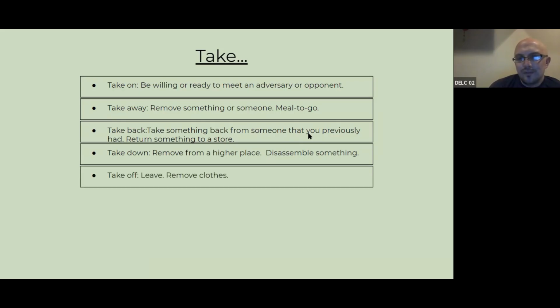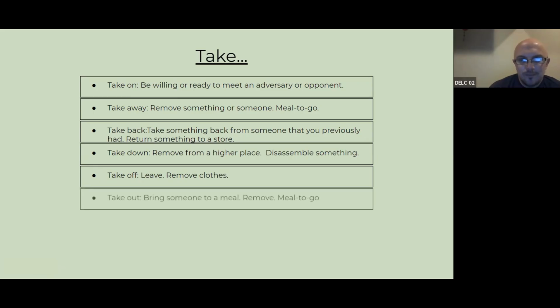And take off can mean to leave or can mean to remove clothes. So you can say take off your socks, or take off your shoes, or take off your gloves. But we can also use take off to leave. So we could say, hey, I have to take off in 5 minutes, or my plane will take off soon.